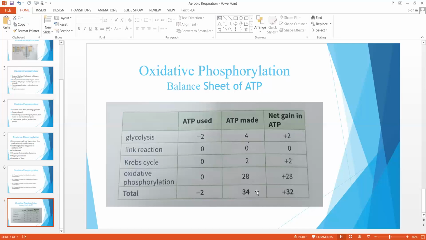So 34 were the total ATP molecules made throughout the process of aerobic respiration, whether using the electrical potential energy or chemical potential energy. Out of 34, 2 ATP molecules were used in glycolysis, so the net gain is 32. So we can see over here the majority of ATP molecules are made in oxidative phosphorylation. As we can see, it's 28 in number.